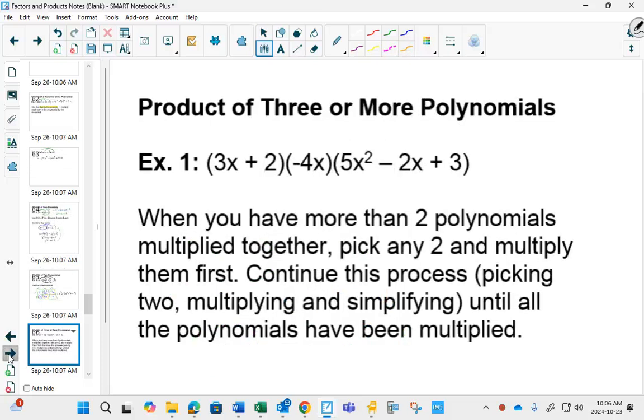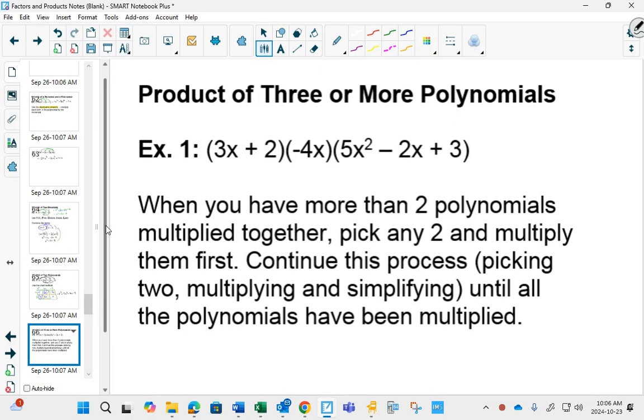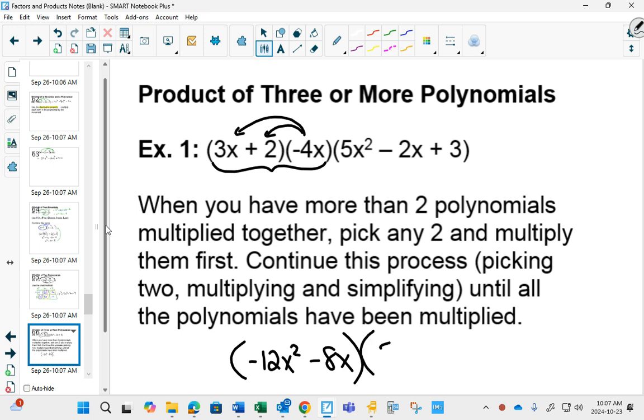And again, if you have more than two things, choose two of them to multiply first. So what I would do here, these look like the easiest two to multiply first. I would distribute this to this and this to this, and I would get negative 12x squared minus 8x. That combines those first two, and I still have 5x squared minus 2x plus 3.